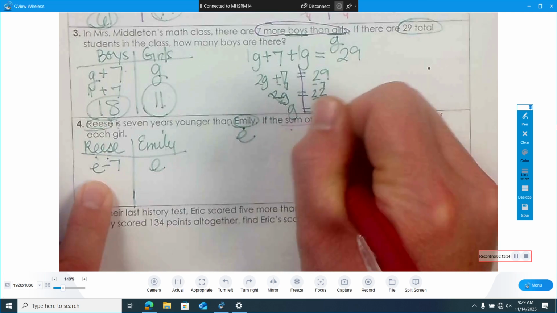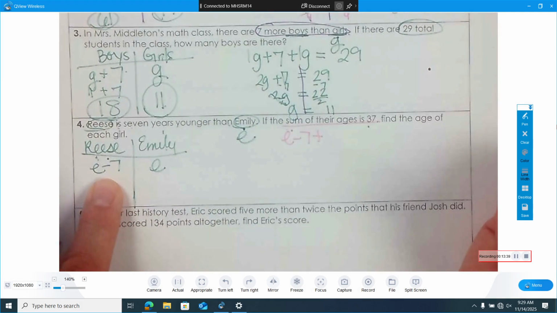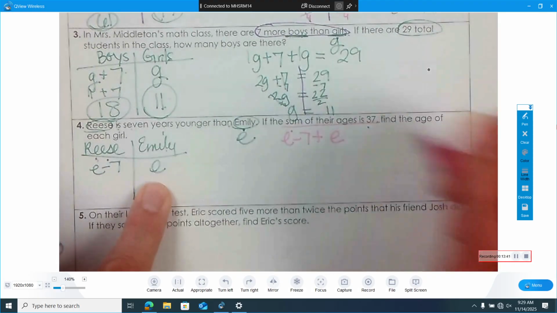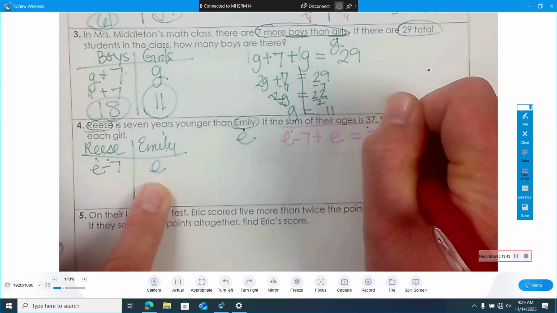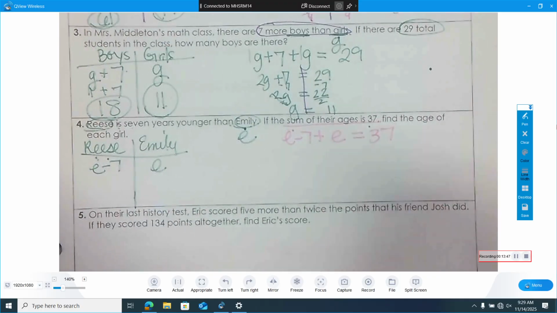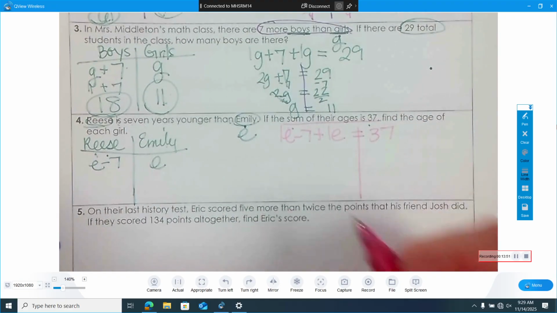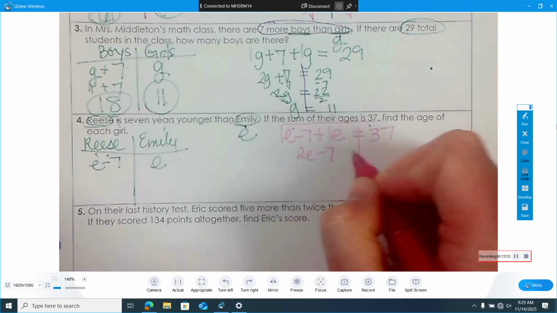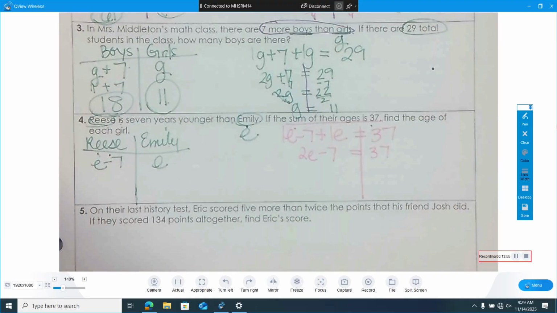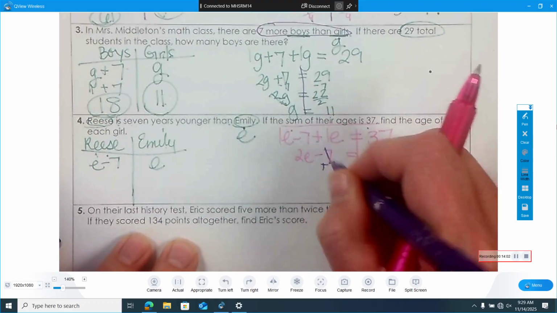Yeah, add them up. So Reese's age was E minus 7. And Emily's age is E. And if I add those together, it should equal 37. All right. We have 1E plus 1E, which is 2 E's, minus 7 equals 37. And then we can do what? Add 7 on both sides.